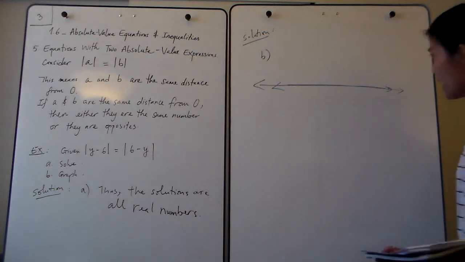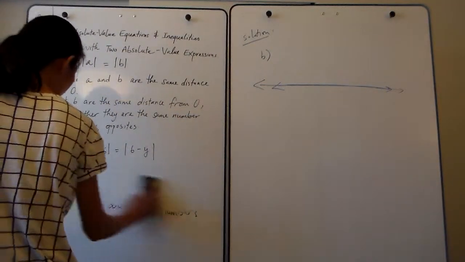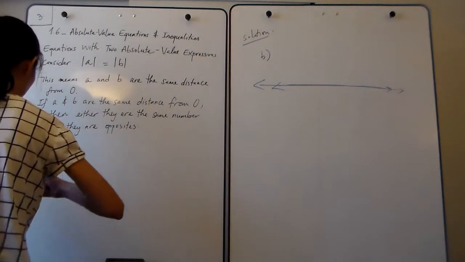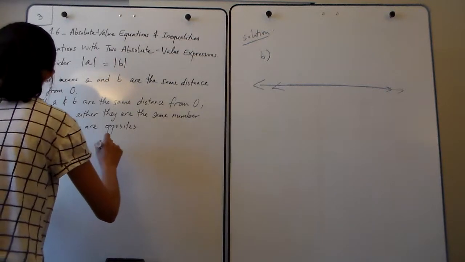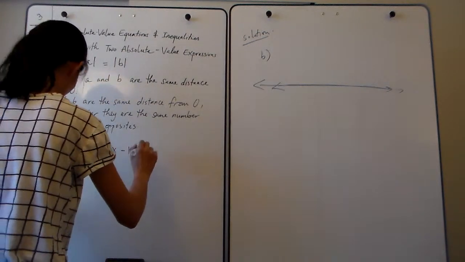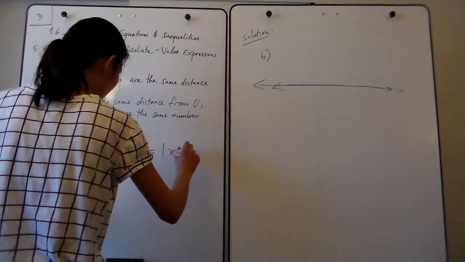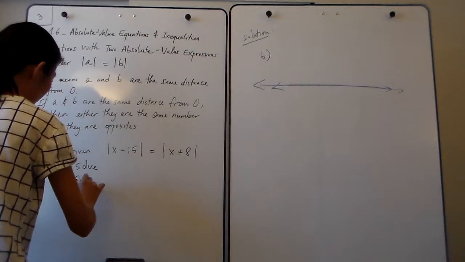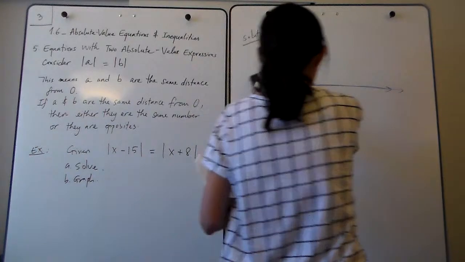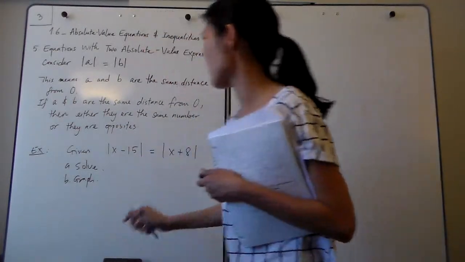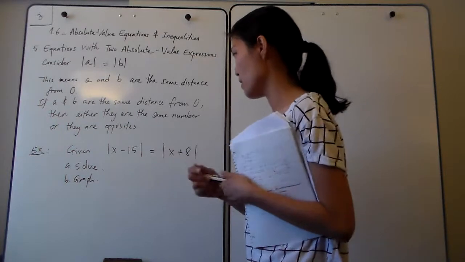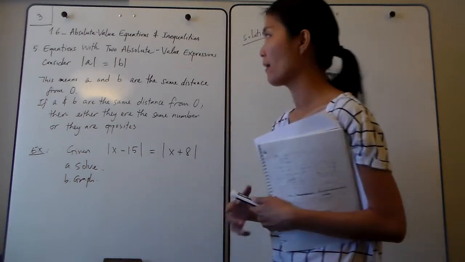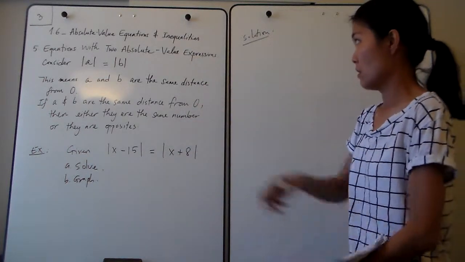Okay, let's start the next example I have. Given this equation, solve for part A, and part B is graph. So this is okay, both sides of the equation have absolute value, okay? So we use this expression right here.